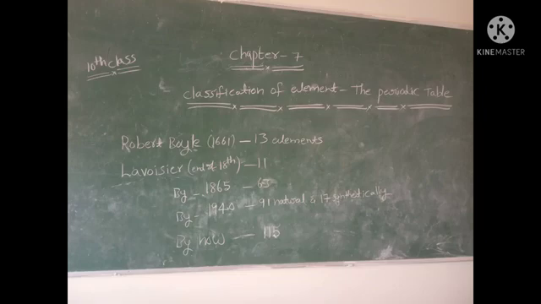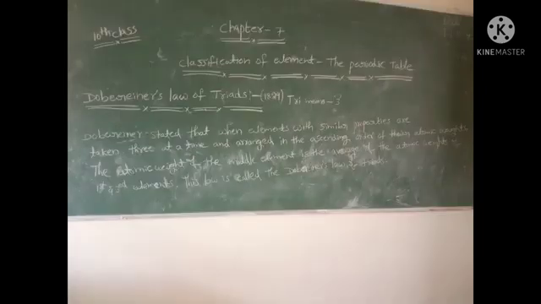In the previous class, we learned that elements were classified into metals and non-metals. But this classification had so many limitations. So there was a need to classify them in other ways. Next topic, Dobereiner's law of triads. Dobereiner is a chemist.